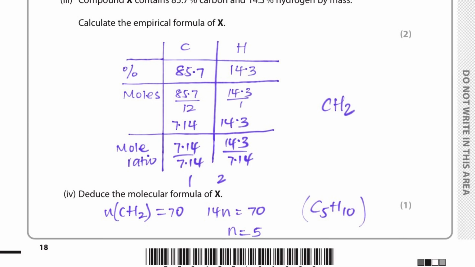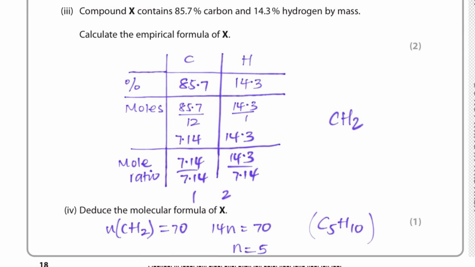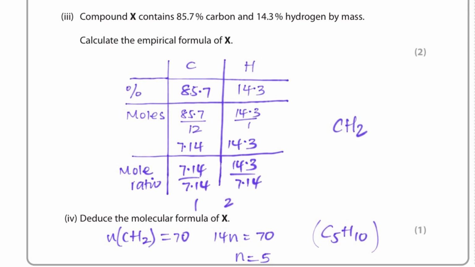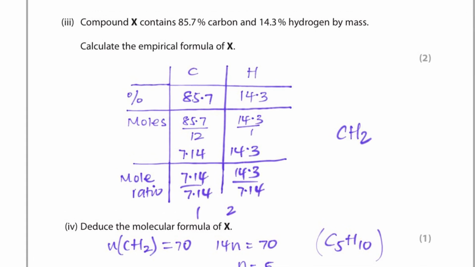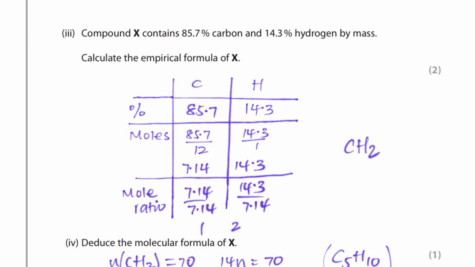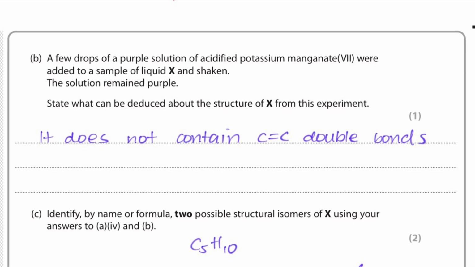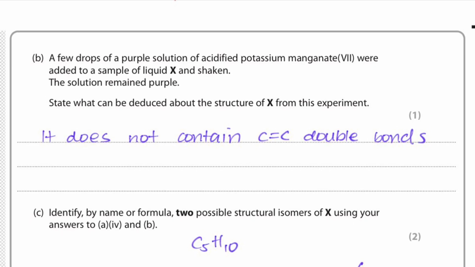Next, deduce the molecular formula of X. We know the relative molecular mass of X is 70 and that of CH2 is 14. 70 divided by 14 equals 5. So the molecular formula is C5H10.